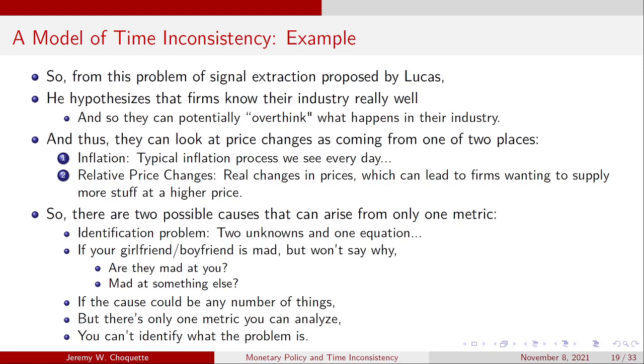You can't identify what the problem is. Basically, there's not enough information to make a viable decision in real time, but you have to make a decision in real time. So if you know, say, your partner very, very well, and you see that they're upset, you can look for little things in whether you think they might be upset with you or not.